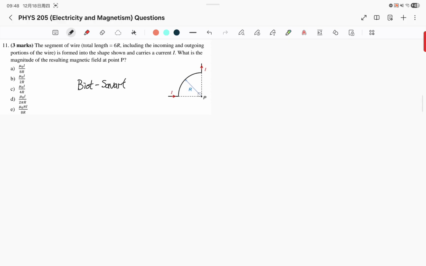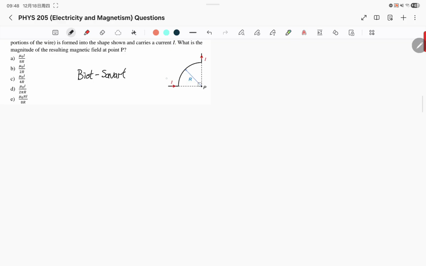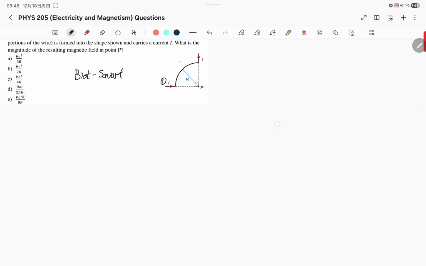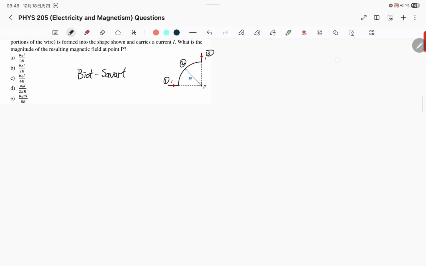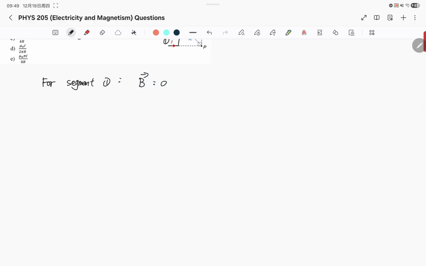First of all, we're going to break this question into three parts. We're going to do that step by step. Let's label part 1, part 2, and part 3. Let's say for segment 1, B is 0. Why is B 0?